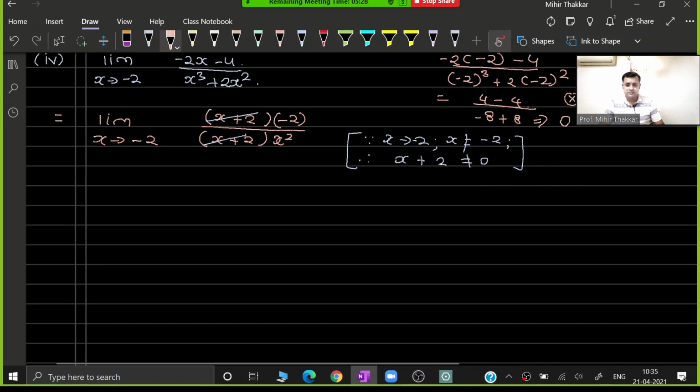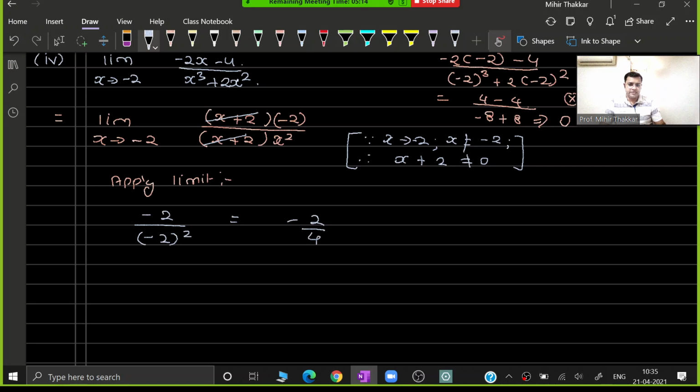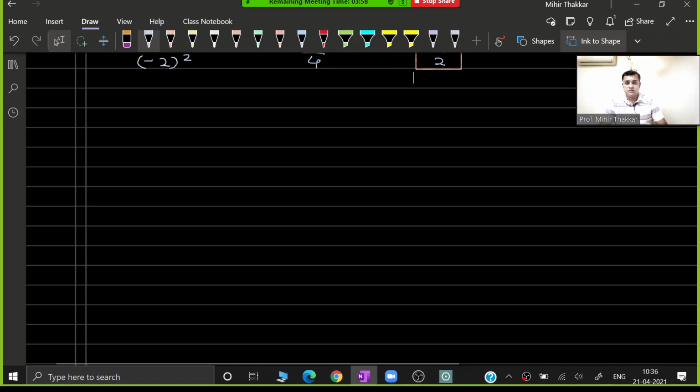So now, when you apply limit, it will become -2 upon -2 square, -2 by 4, which is actually -half. So you can please write down the important formulas for the remaining few questions.